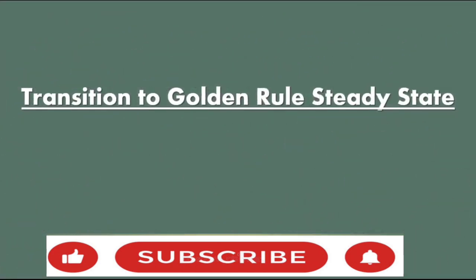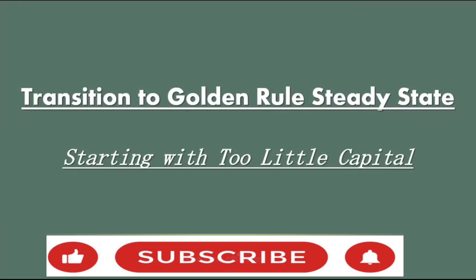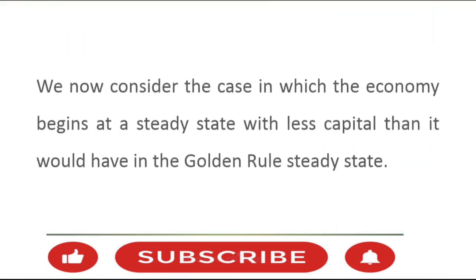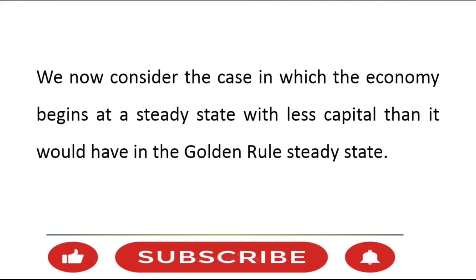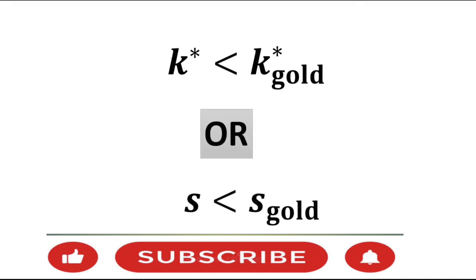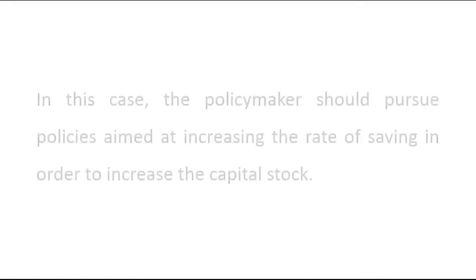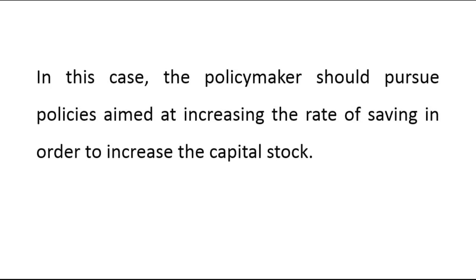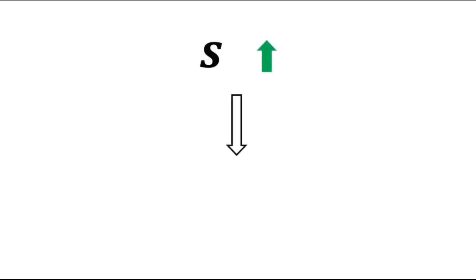Transition to the golden rule steady state, starting with too little capital. We can now consider the case in which the economy begins at a steady state with less capital than it would have in the golden rule steady state. K star is less than K star gold, or the saving rate is less than the golden rule saving rate. In this case, policymakers should pursue policy aimed at increasing the rate of saving in order to increase the capital stock. So the saving rate will be increased, which also increases capital K star.